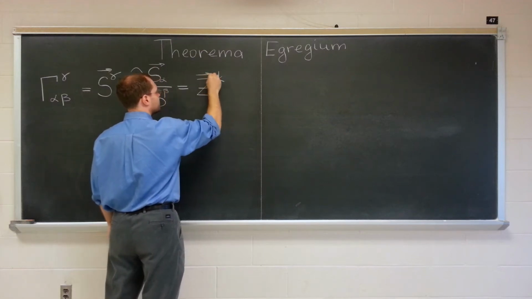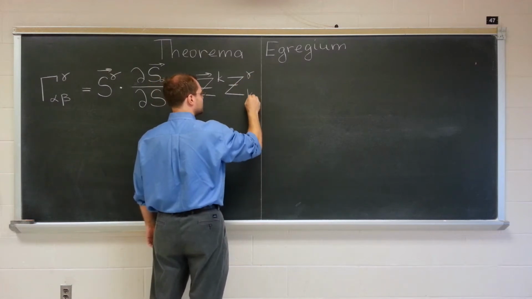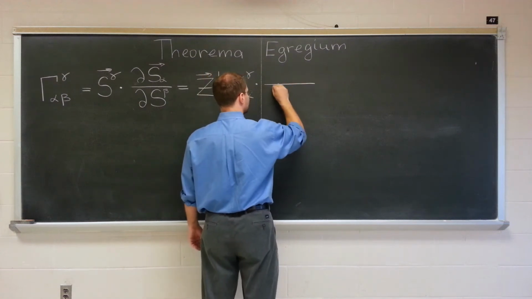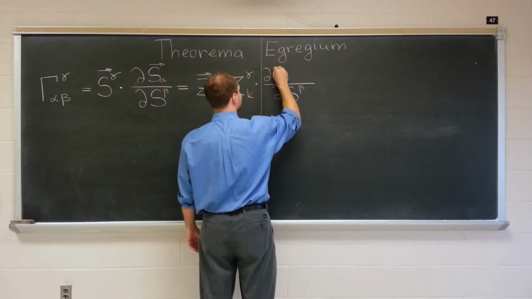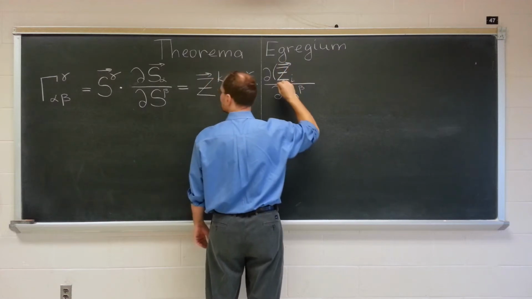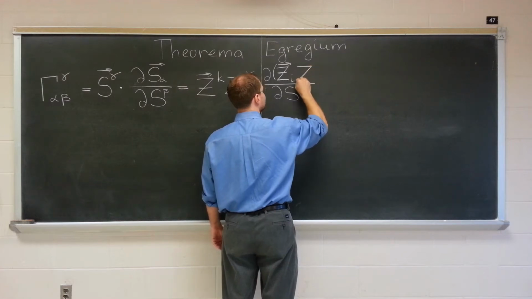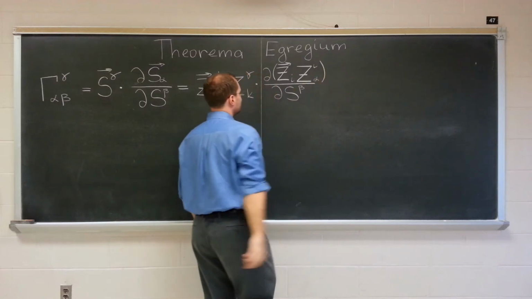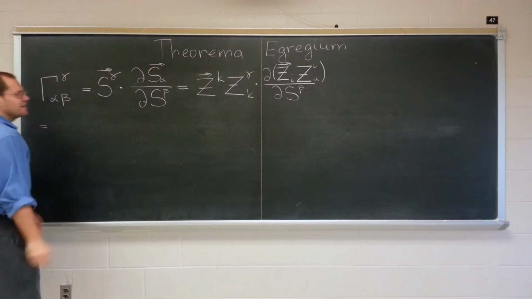Z^k_gamma, the shift tensor, dotted with the derivative of S_alpha, which is Z_i, which is Z_i alpha. Okay, let's continue to the next line and find out what we're going to have.